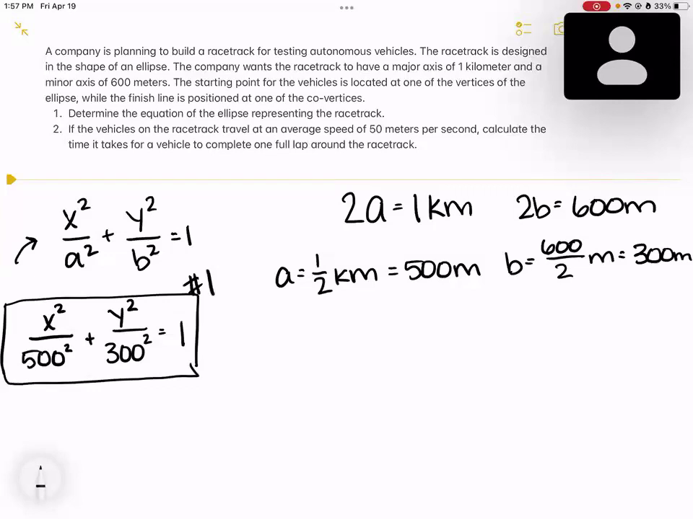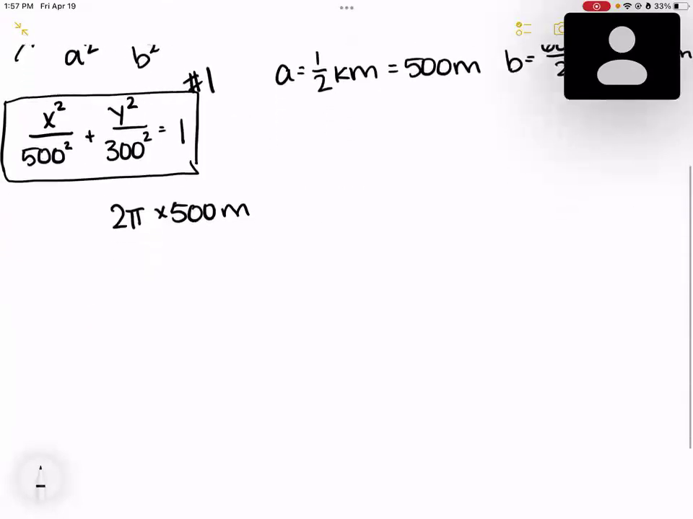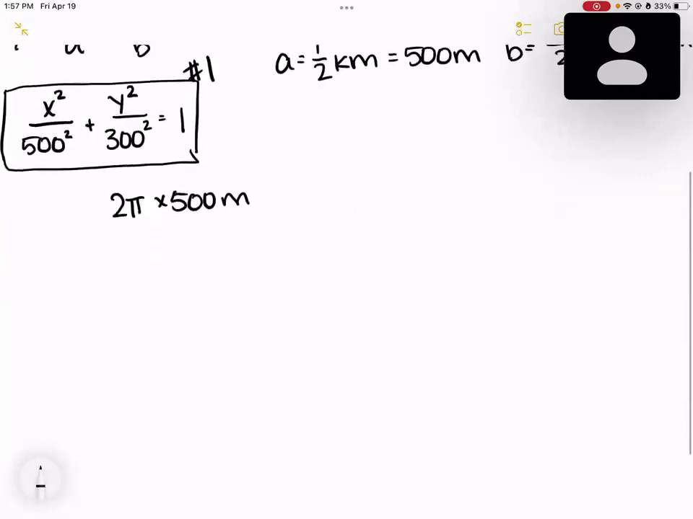And so now we want to calculate the time for one lap. We know that the perimeter of the racetrack is approximately 2 pi times the semi-major axis. So the distance a vehicle needs to travel to complete one lap is approximately 2 pi times 500 meters. So we want to use the average speed of the vehicles, and we can calculate the time it takes for one lap. So I'm going to scroll down a little bit here.